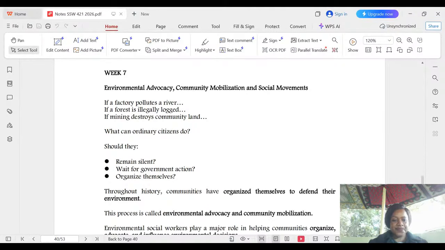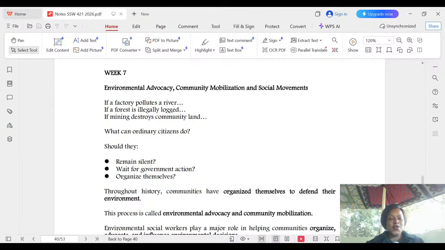So, what can ordinary citizens do? Should they remain silent? Should they wait for government action? Should they organize themselves? Throughout history, communities have organized themselves to defend their environment. Whenever their environment has been attacked, and this process is referred to as environmental advocacy and community mobilization.